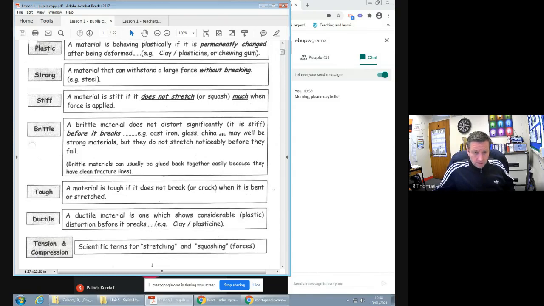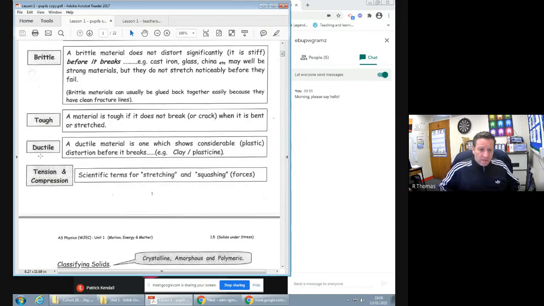Brittle is a word that you may know from things like peanut brittle, and it's a solid that doesn't really bend or stretch at all. It'll just break when a certain amount of pressure is applied to it. The main example we'll talk about in this unit for brittle is glass, and we'll talk about on a molecular level why glass is brittle. So it doesn't bend or stretch at all.